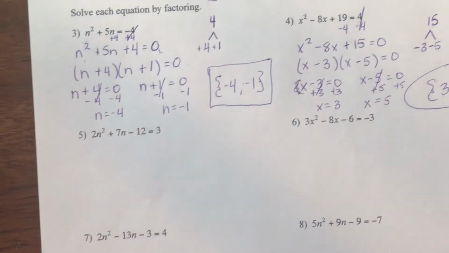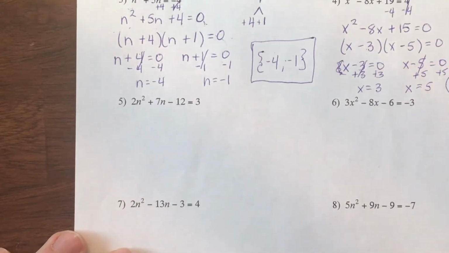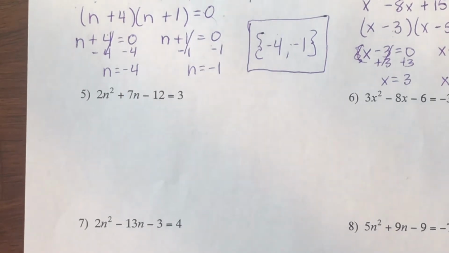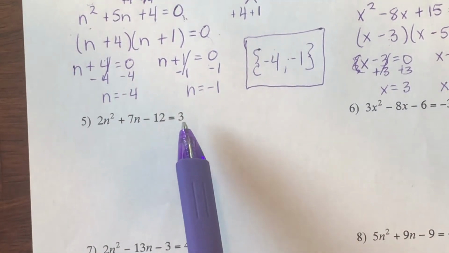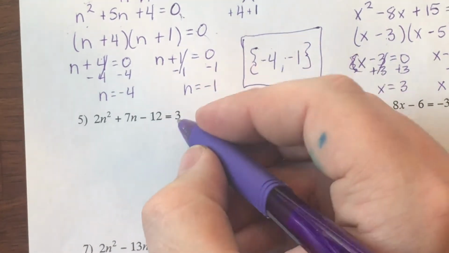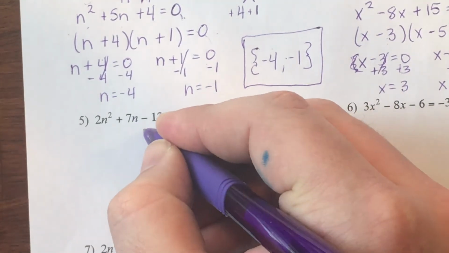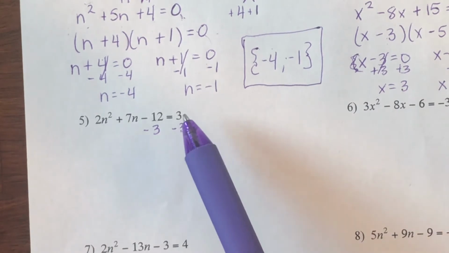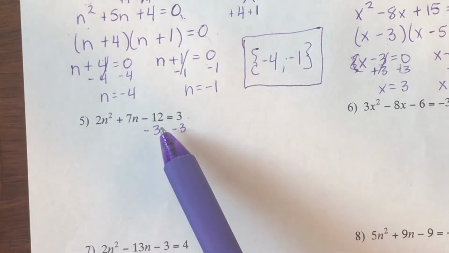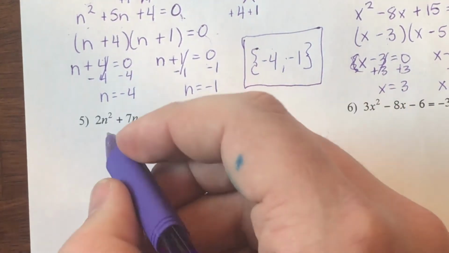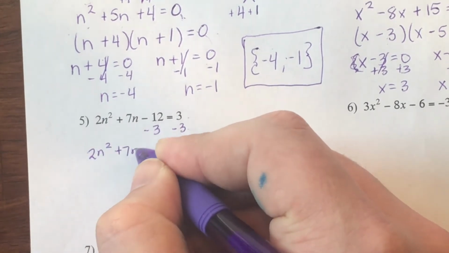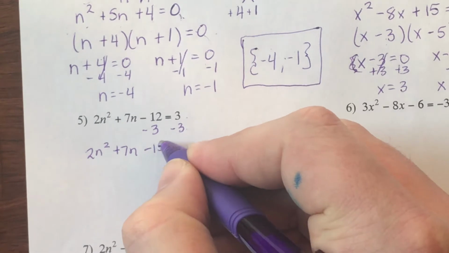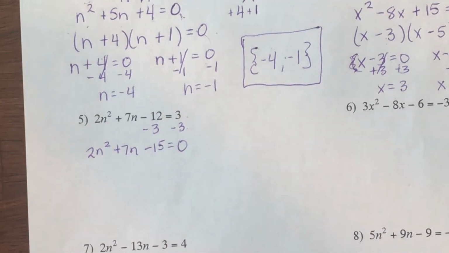Let's do 2 more, and then I'll call it a day for today. So let's look at number 5. The first thing I need to do is get it in standard form, which is to have 0 on one side. So I need to subtract this 3 right here, in order to get this side to 0 and combine like terms. So now I have 2n squared plus 7n minus 15 equals 0.